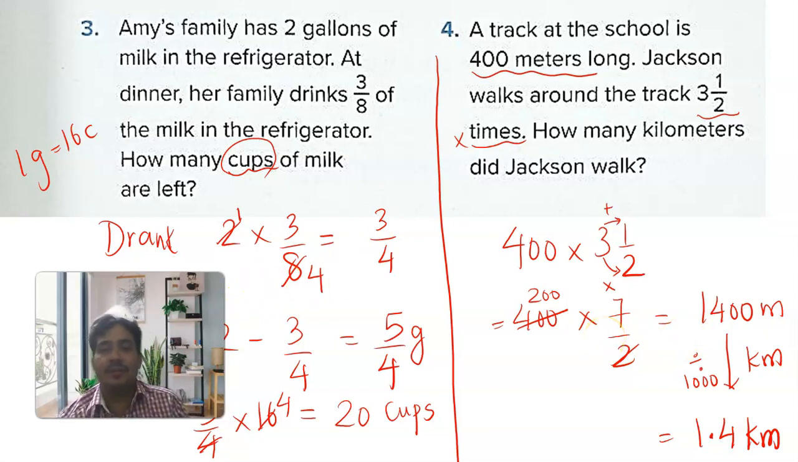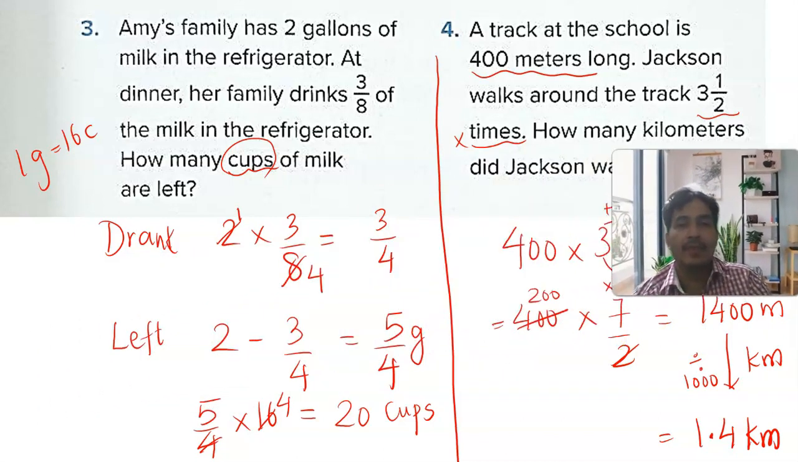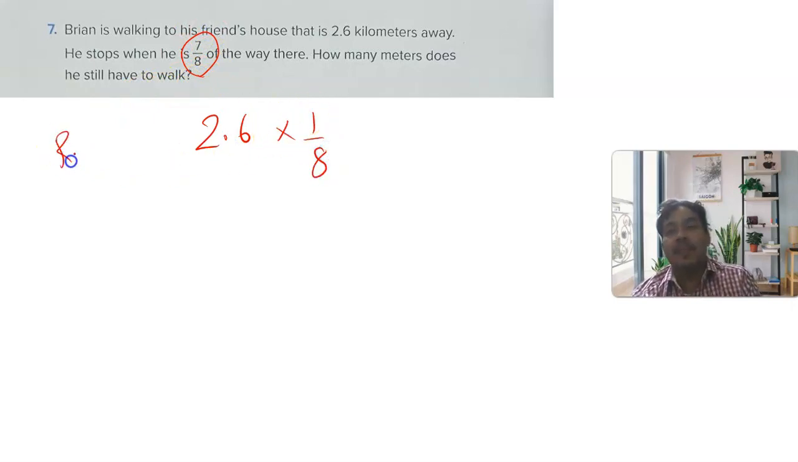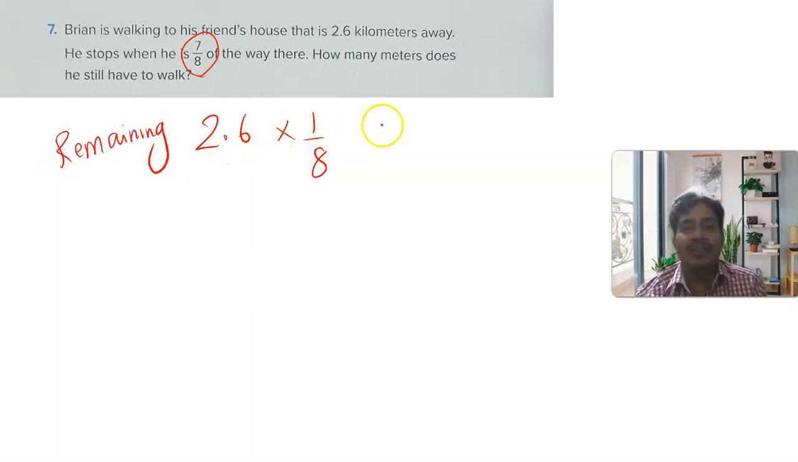Let's see the next question now. Brian is walking to his friend's house that is 2.6 kilometers away. He stops when he is 7/8 of the way there. How many meters does he still have to walk? So remaining. Again, they're asking you the remaining. Basically, I can do it directly also. If 7/8 is finished, then 1/8 is remaining. So the remaining to be walked is 2.6 times 1/8.